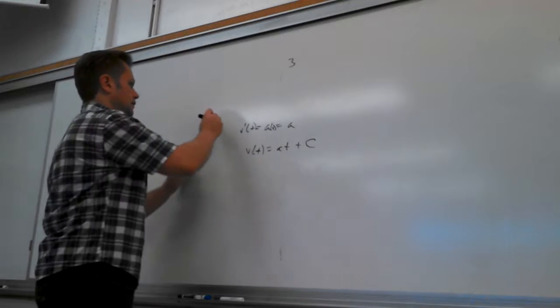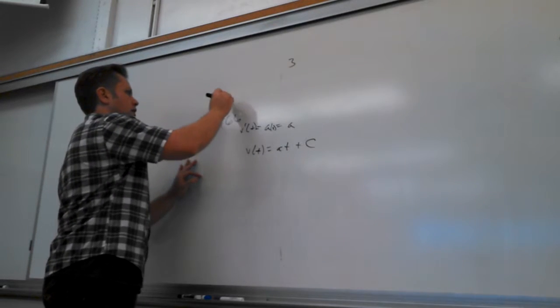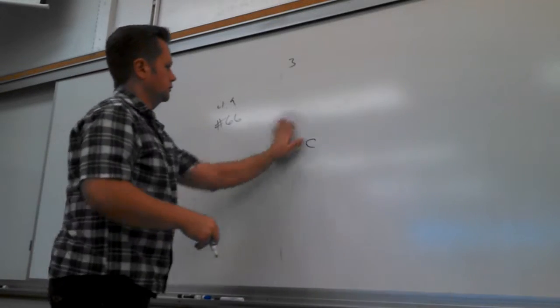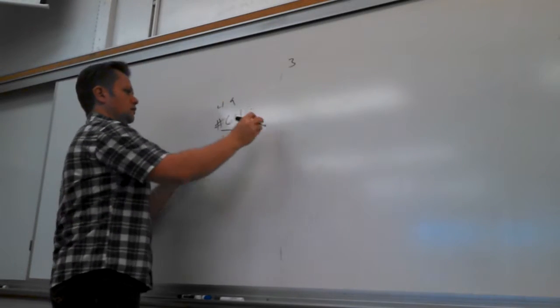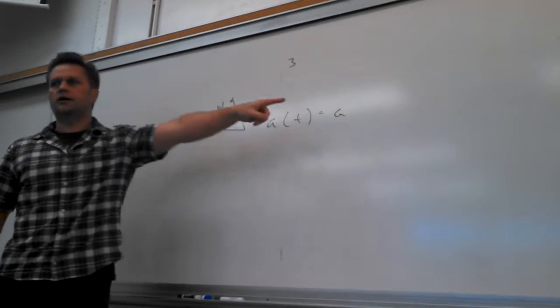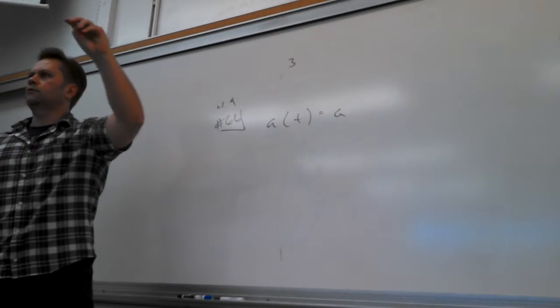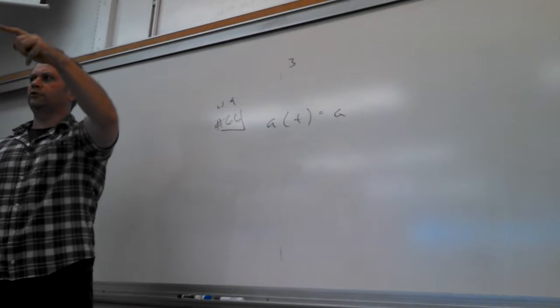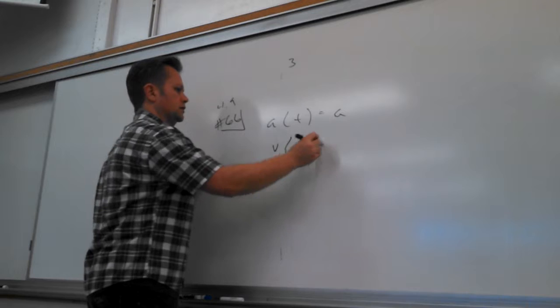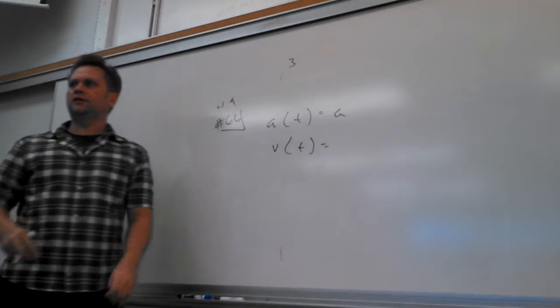This is number 66 and 4.9. Let me write it a little bigger. In 66, they tell you the acceleration is constant. But what is the acceleration? It's the derivative of the velocity. So to get the velocity, I just anti-differentiate that.